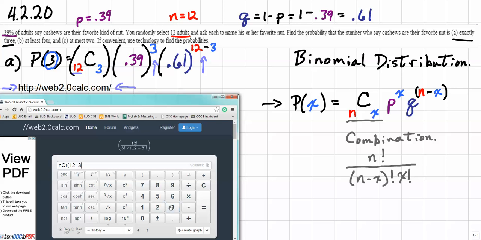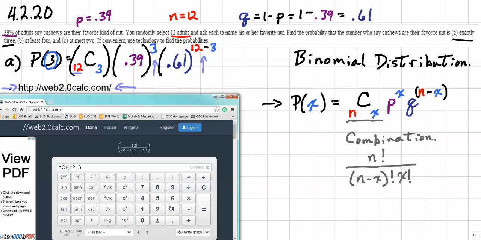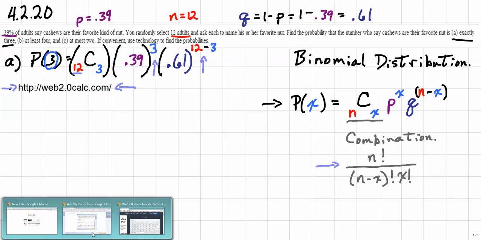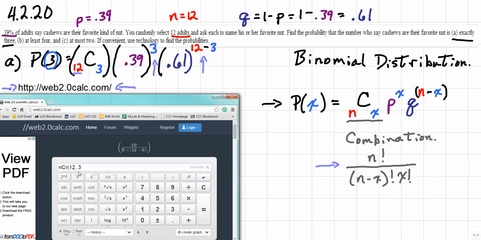Now I can use the keyboard input if I want, or I can click on this particular keypad that's on the website. You'll notice that right up in here where I've just highlighted in blue, that's going to be this formula right here, and I'll come back to that calculator in a moment, but now it's filled in. So I'm going to close the parentheses, and then I'm going to multiply by 0.39 to the third power.